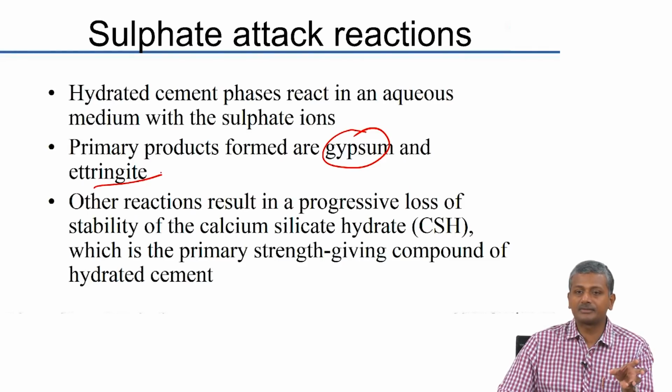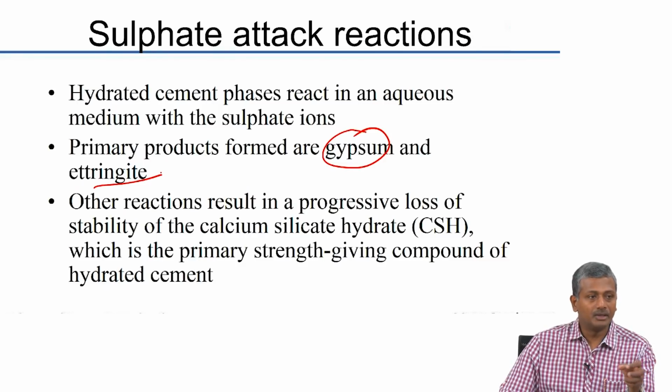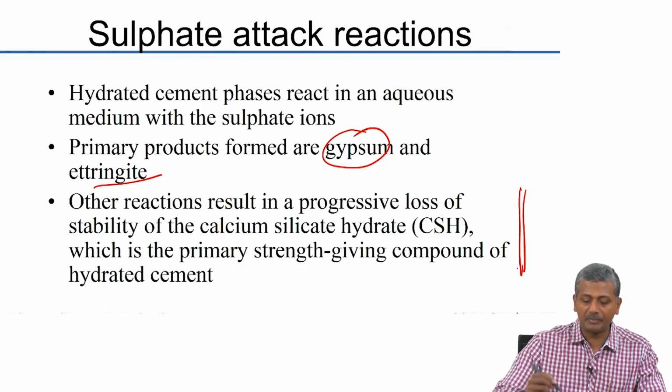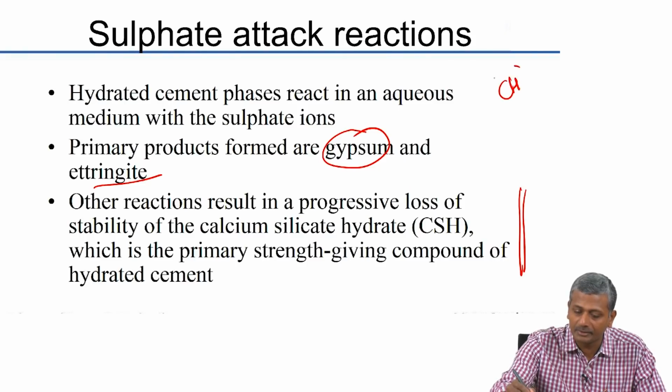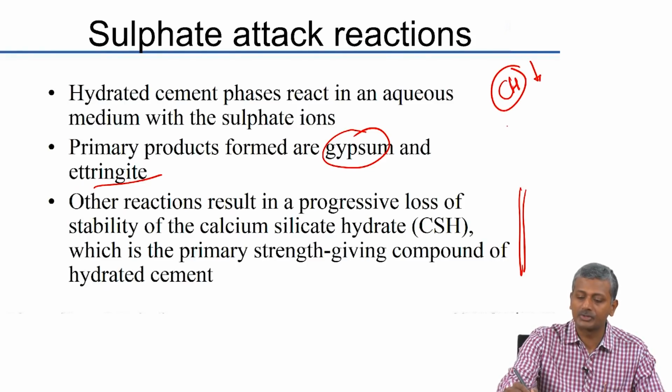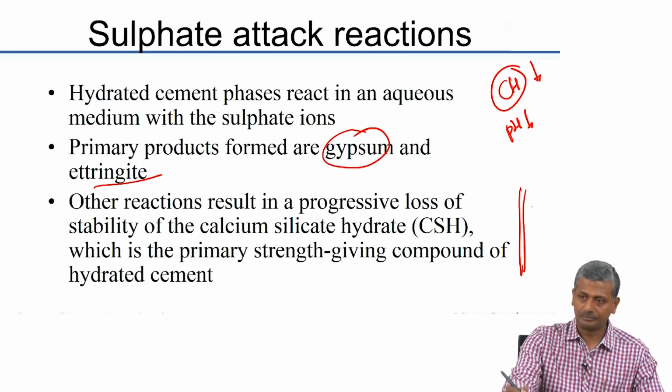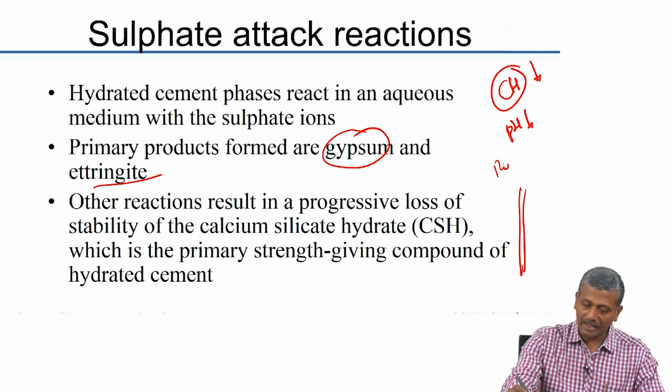Once these reactions almost near completion, another type of reaction that may happen is the progressive loss of stability of CSH. Now, why do you think CSH becomes unstable? When would CSH become unstable? When the pH of the surrounding system reduces. So, if you are consuming calcium hydroxide, when your calcium hydroxide goes down, your resultant pH also will go down, and this is where the role of the cation is very important.